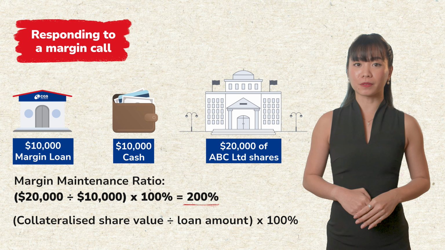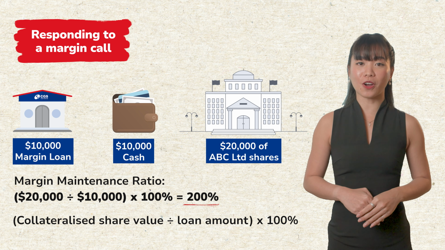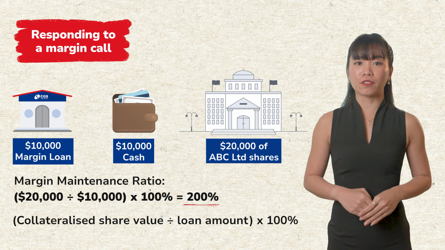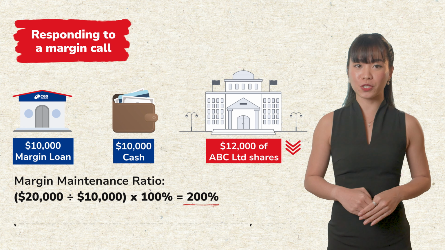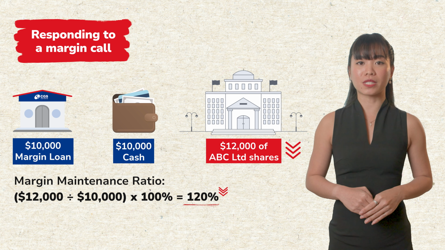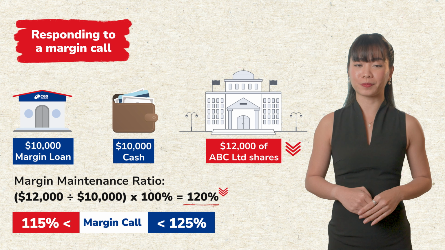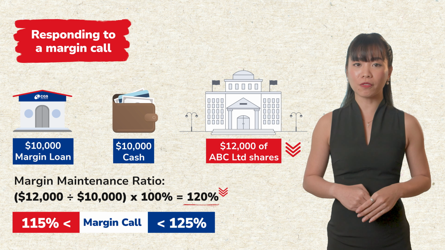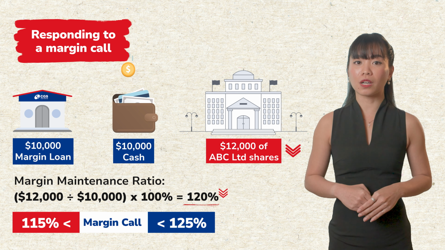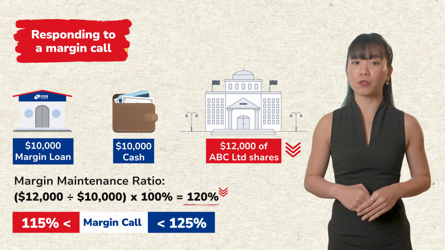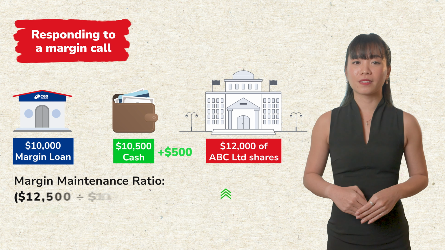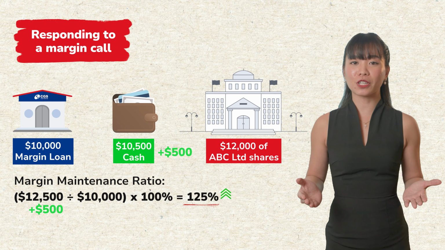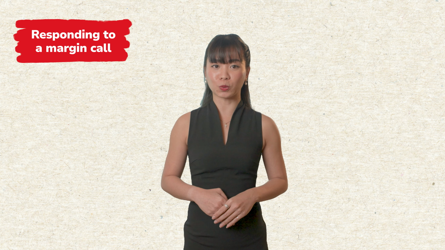Using our previous example, you buy $20,000 worth of stock with $10,000 of your own money and $10,000 borrowed on margin. If the stock value drops to $12,000, your ratio is now 120%, which is below the 125% threshold. To meet the 125% maintenance margin, you need $12,500 in equity. To achieve this, you must top up your account with $500 in equity. A margin call usually happens as a safety net for both you and your broker, making sure there's always enough collateral to cover your loan.